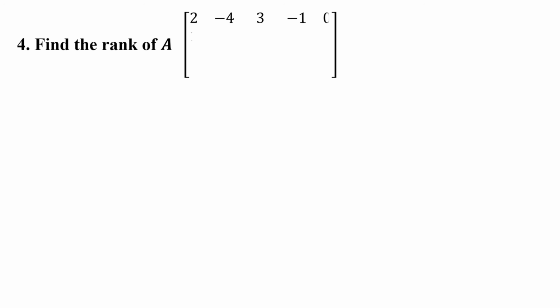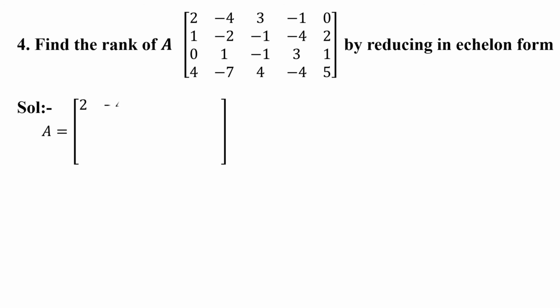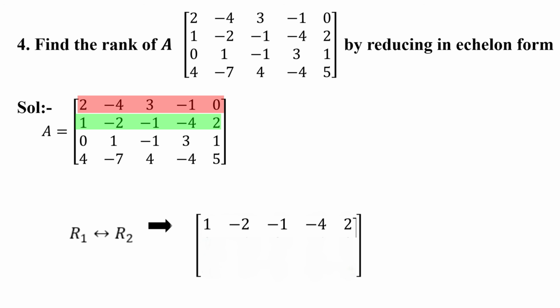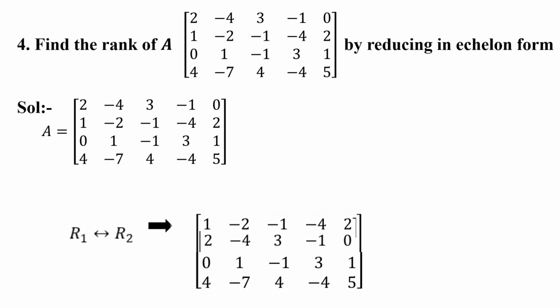Let's quickly look into the last problem. To reduce the matrix in echelon form, the first element can be made as 1 by interchanging it with R2. So we'll interchange R1 with R2. So the first row will be 1, minus 2, minus 1, minus 4, 2. Second row will be 2, minus 4, 3, minus 1, 0. The third and the fourth row will be written as it is.